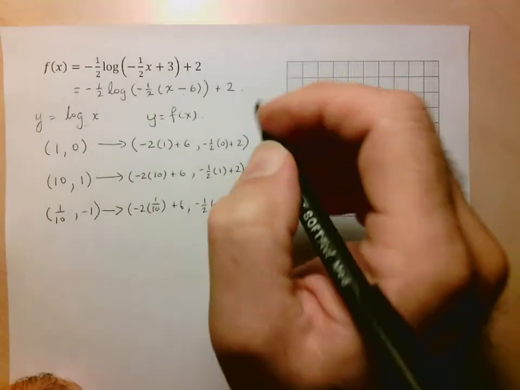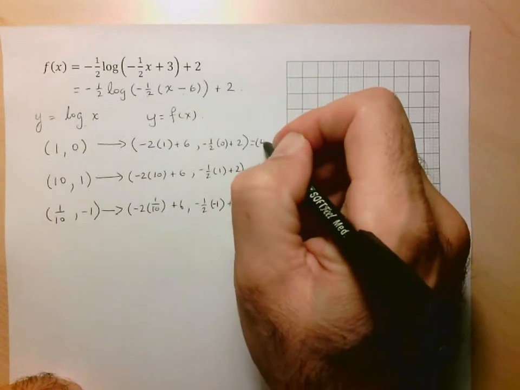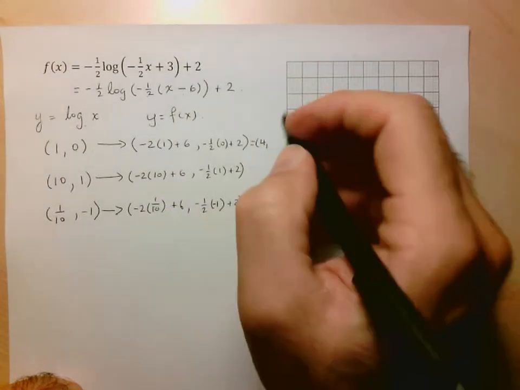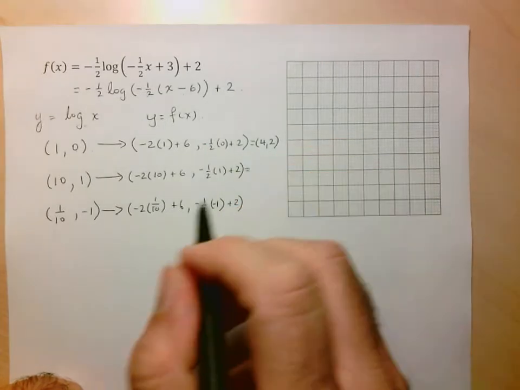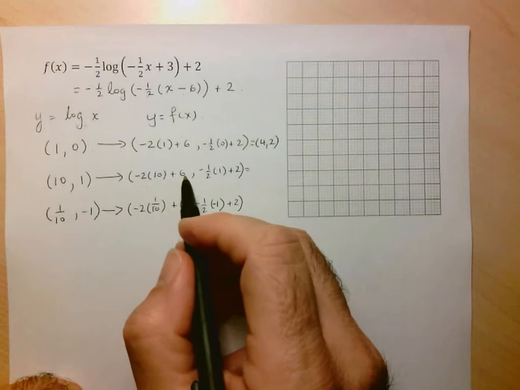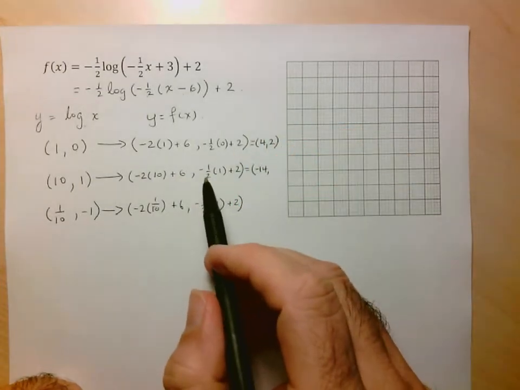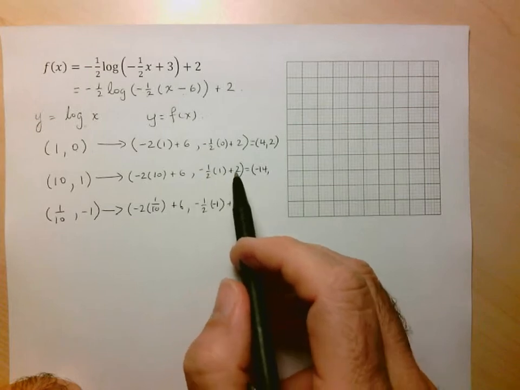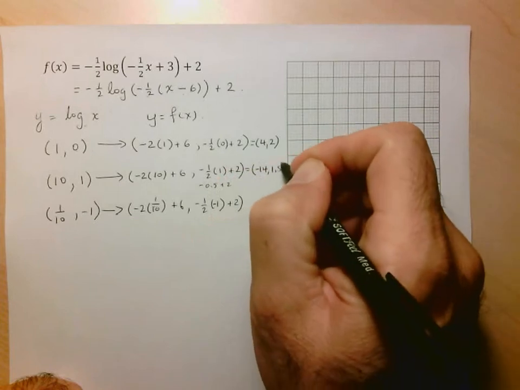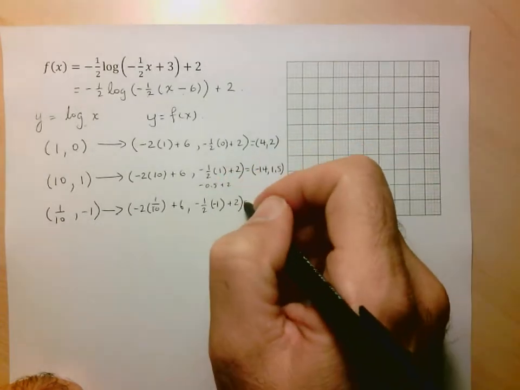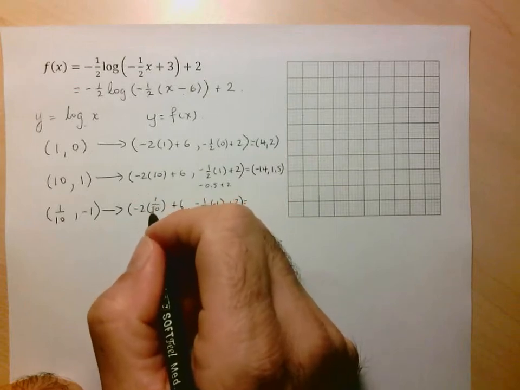Now let's figure out what these points are. Here we have negative 2 plus 6 is 4, and here we've got 0 plus 2 is 2. So there's my transformed point. Here we've got negative 20 plus 6, that'll be negative 14. And then here we have negative a half plus 2, so negative 0.5 plus 2 is just going to be 1.5. Now for the last one we have negative 2 over 10, which is negative 1 over 5.